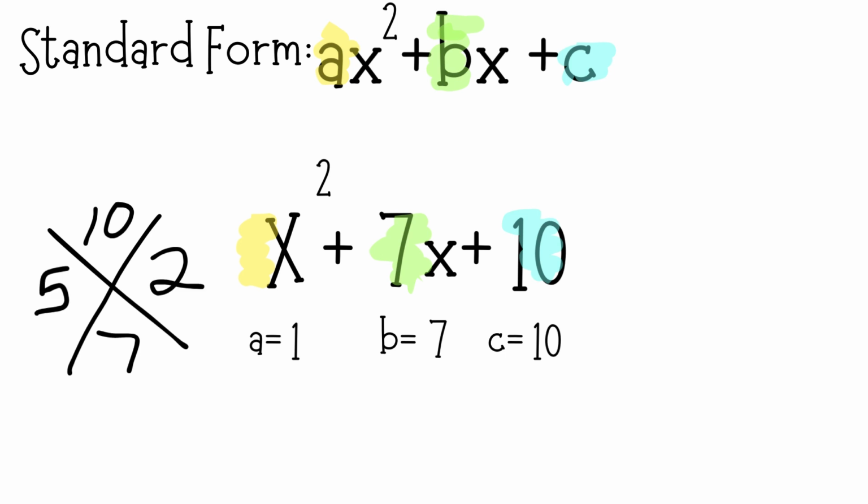If you said 5 and 2, you're correct. 5 times 2 is 10 and 5 plus 2 is 7, which is why our numbers are 5 and 2. If you would like to factor the equation, please take a moment to pause the video.